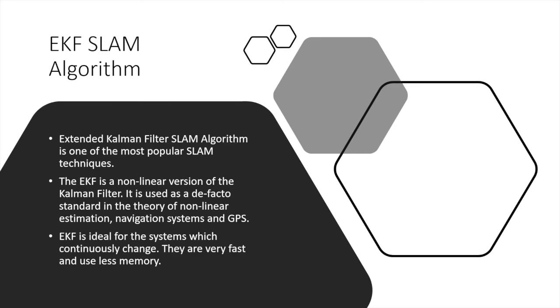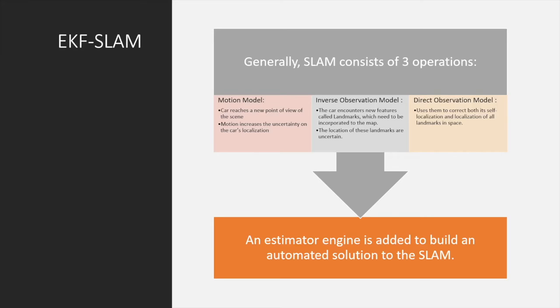So coming to the EKF SLAM algorithm, it consists of three operations. Firstly, the motion model, the inverse observation model, and the direct observation model. The motion model is operated when the car reaches a new point of the scene. This model actually takes the state of the car. The inverse observation model operates when the car encounters new features in its surroundings. So this model actually captures the landmarks which are present around the car.